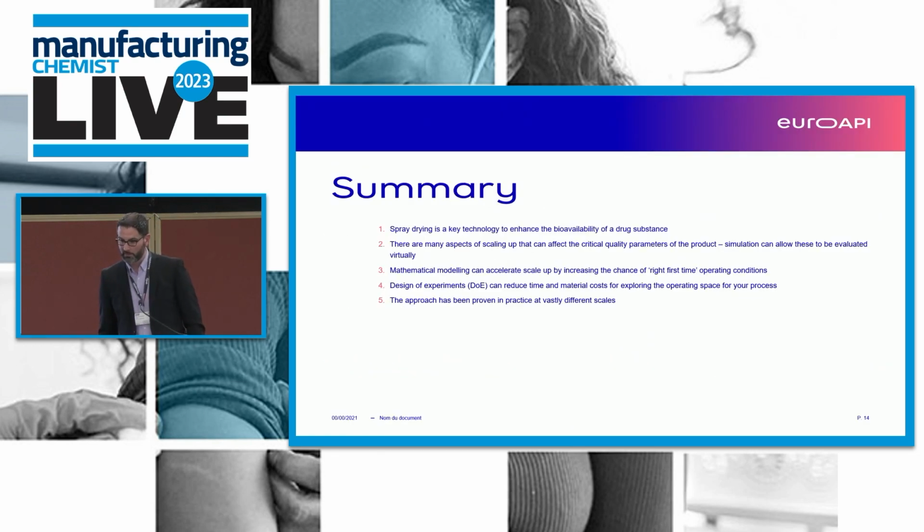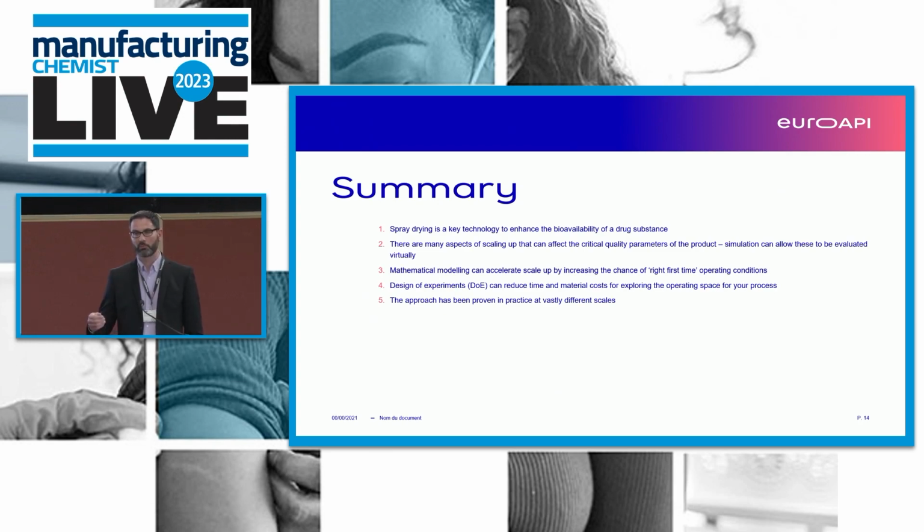So, as a summary, we use spray drying as a key technology to enhance the bioavailability of a drug substance. There are lots of things that can affect the scale-up and the critical quality parameters. So, while in essence it's quite a simple process, the devil's in the detail. Lots of different things can affect how well it performs. And the simulation can really help us evaluate those with a good degree of certainty before we go into the industrial environment. I think we've shown on several occasions now on lots of different products that the mathematical modelling really does accelerate the chance of getting that right first time.